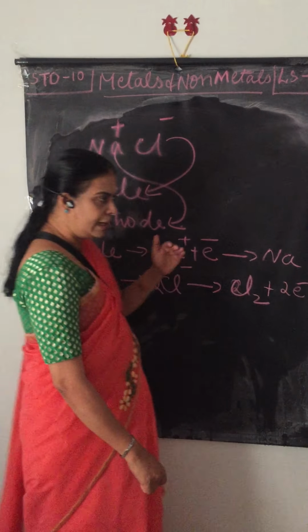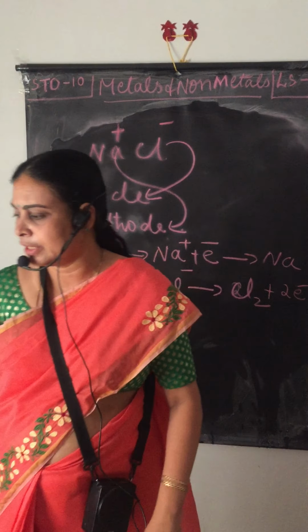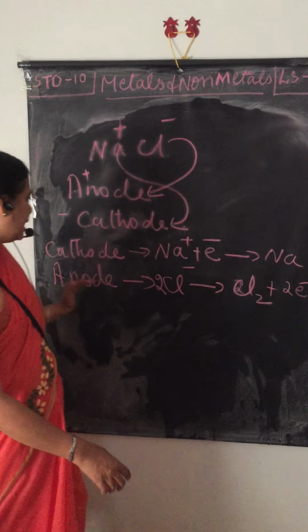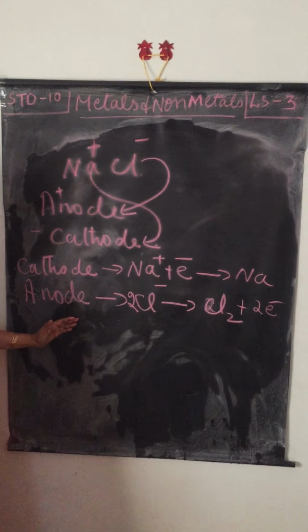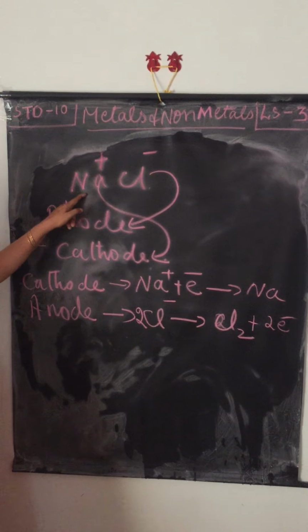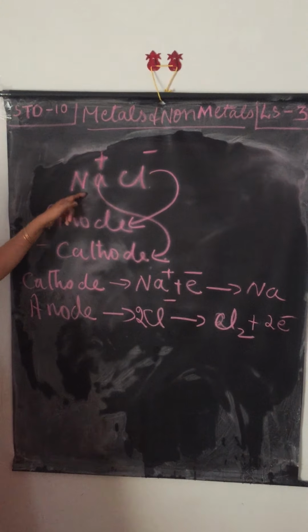During this electrolytic reduction, ions move to the cathode and anode depending on their charge. Positive charge will move to the negative electrode and negative charge will move to the positive electrode. So sodium and chloride ions will be formed at the cathode and anode, and this is how the extraction of metal takes place.